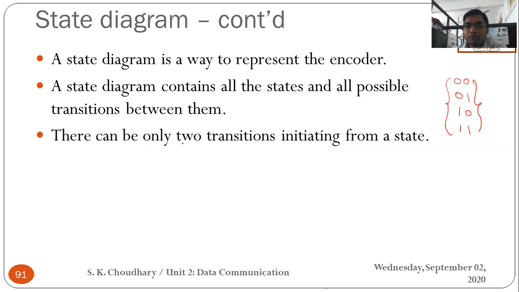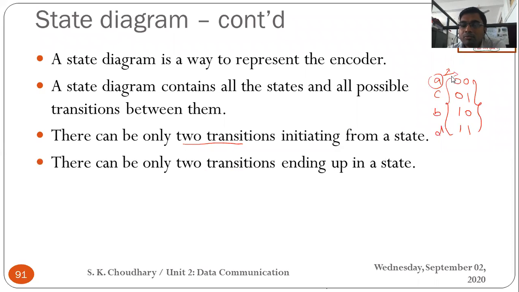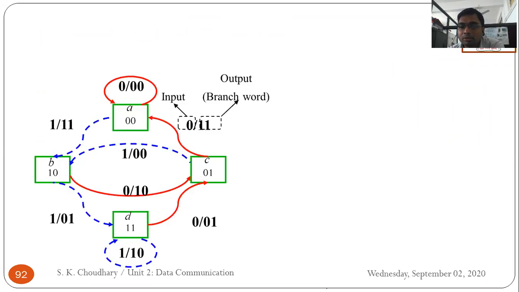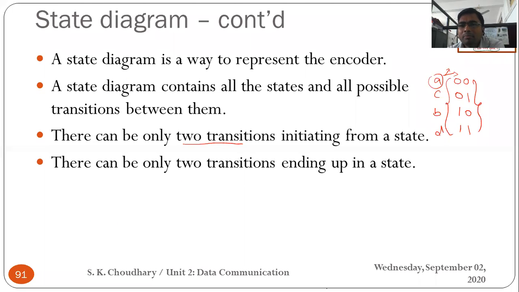There can be only 2 transitions initiating from any of the states. Suppose we name them A, C, B, D. From any state, only 2 transitions are possible: one transition for input 0, another for input 1. And there can be only 2 transitions ending up in a state. Not only initiating 2 transitions, but also 2 transitions ending up in a state. Any state can receive only 2 possibilities, either because of input 1 or because of input 0. So these are some basic overview points of the state diagram that we are going to learn today.